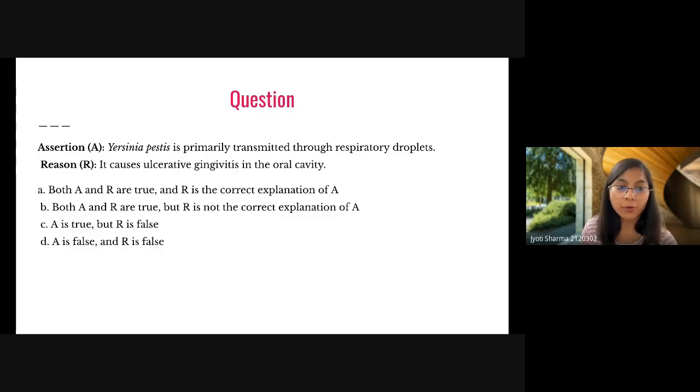So in A, both A and R are true, and R is the correct explanation of A. In option B, both A and R are true, but R is not the correct explanation of A. In C, A is true, but R is false. And in D, A is false and R is also false. So you have to tell based on the assertion and reasoning that is provided. So what do you think? What is the right answer for this?